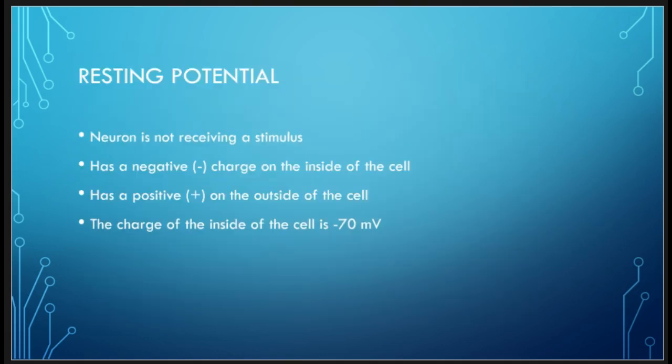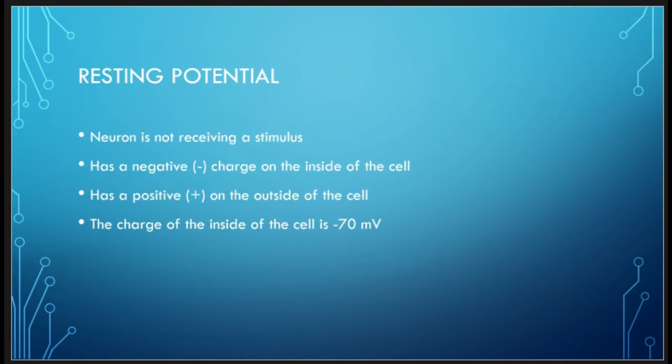So let's look at resting potential for just a moment. The neuron is going to stay at resting potential whenever it is not receiving a stimulus. Inside of the cell, the neuron has a negative charge, and outside of the cell has a positive charge. They've been able to measure this electrically, and they've found that the charge inside the cell is at negative 70 millivolts. Of course, this will change once we receive the stimulus, and we're going to go into that action potential.